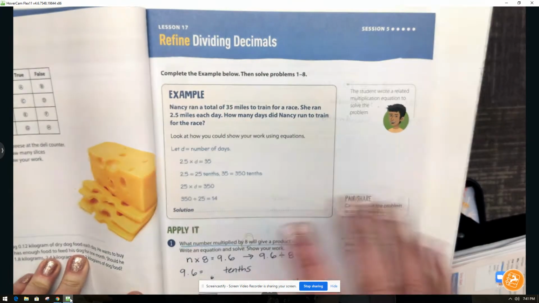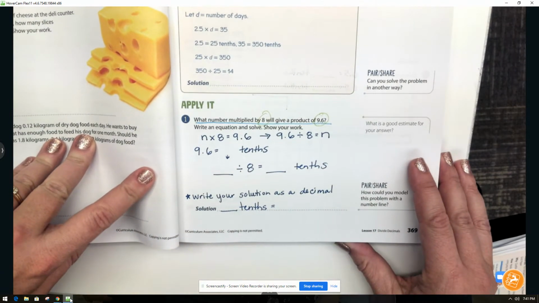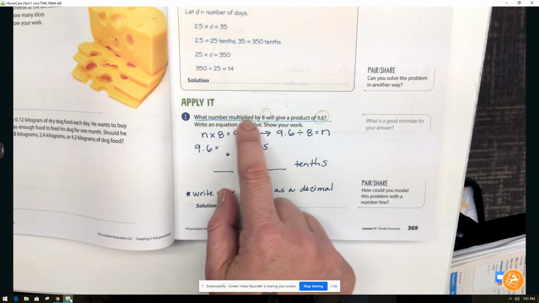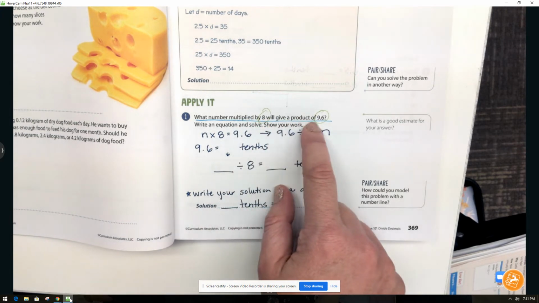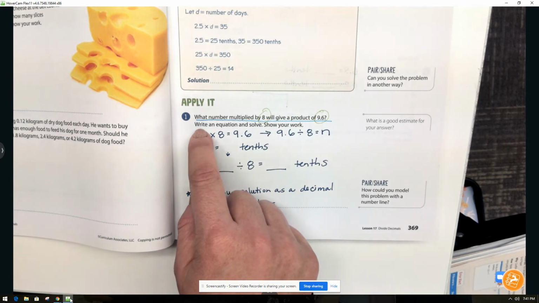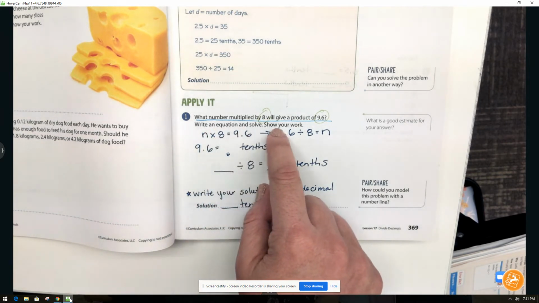I am on page 369 in your Ready Classroom Math Workbook, and this is the refine session called Dividing Decimals. So we're looking at number 1. Number 1 says, what number multiplied by 8 will give you a product of 9 and 6/10? It says to write an equation and then solve it.